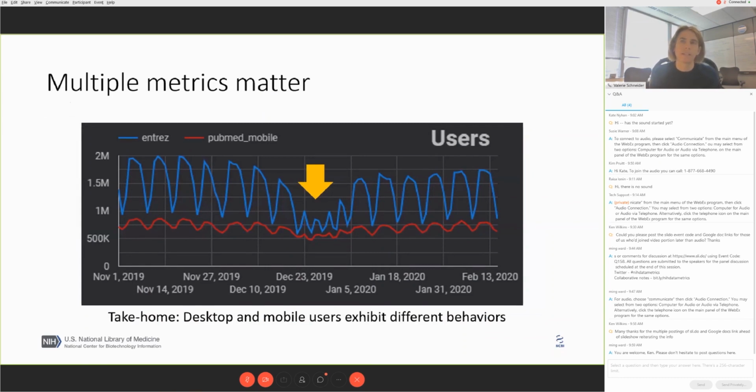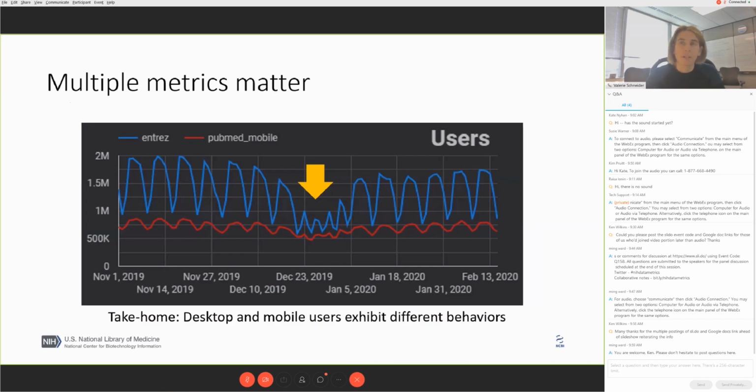So we decided to dig a little bit deeper into the usage of the two PubMed platforms, which are the desktop and the mobile platform. And this graph here plots the number of users on each platform over time, with desktop in blue and mobile in red. And as highlighted by this yellow arrow here, you can see that over the holidays, the desktop usage drops quite a bit, but the mobile usage remains a bit more constant. And that's probably because people are still carrying their phones around with them even when they're not sitting in their offices.